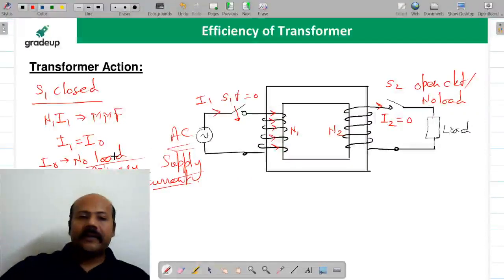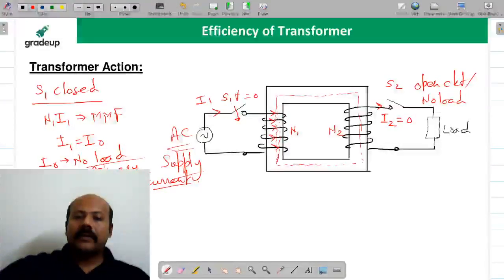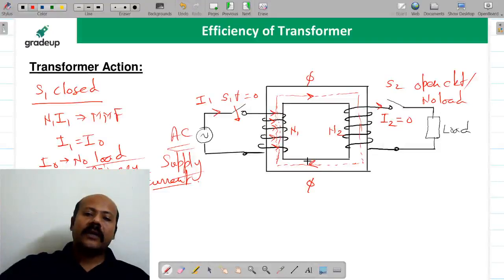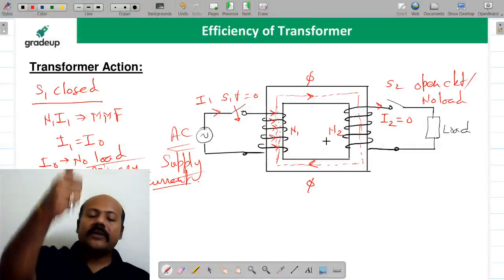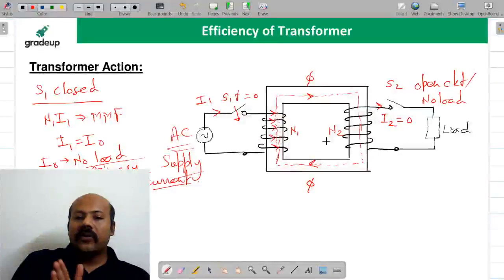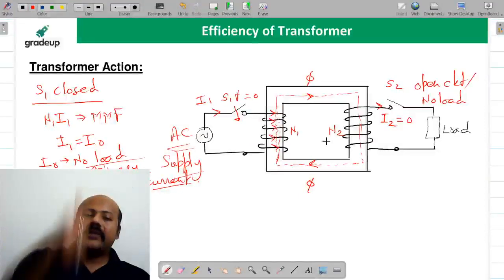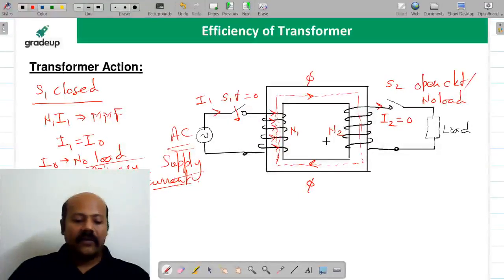Now please try to understand. This MMF is going to set up a flux in this core. We have read it in the magnetic circuits. So there is going to be some flux set up in this core which we are calling phi. The direction of flux you can find by using the right hand rule. What is the right hand rule? You close your right hand fingers, curved fingers, in the direction sense of the current, and the direction of the thumb is going to give you the direction of flux.